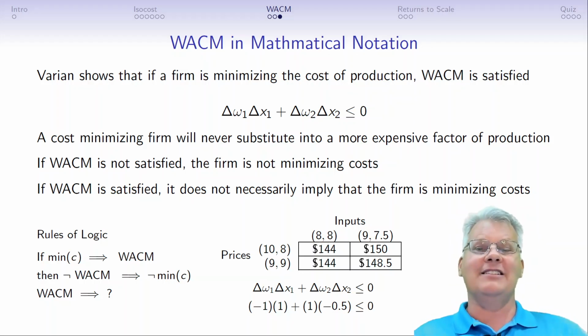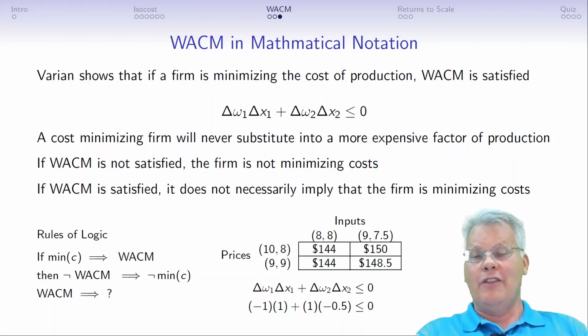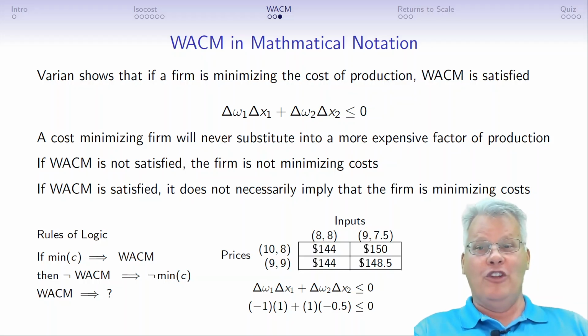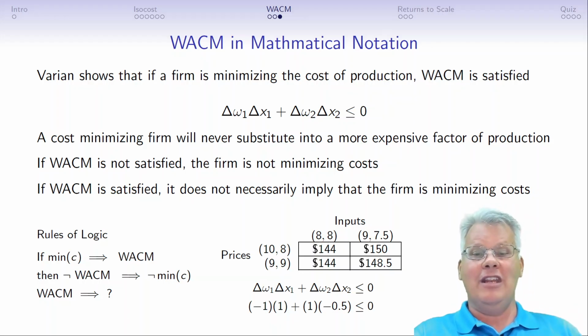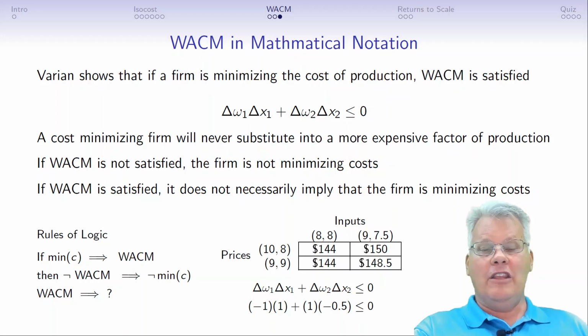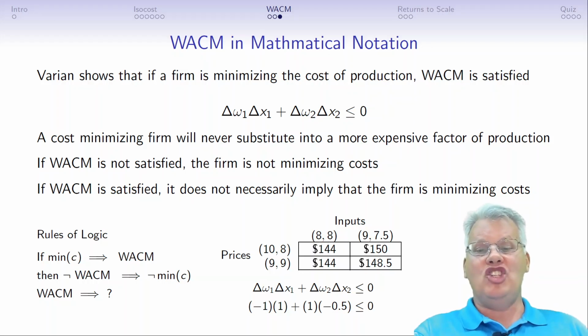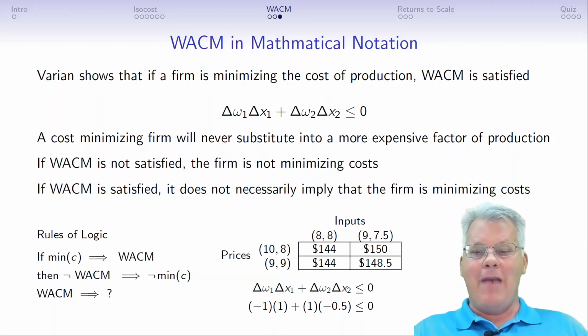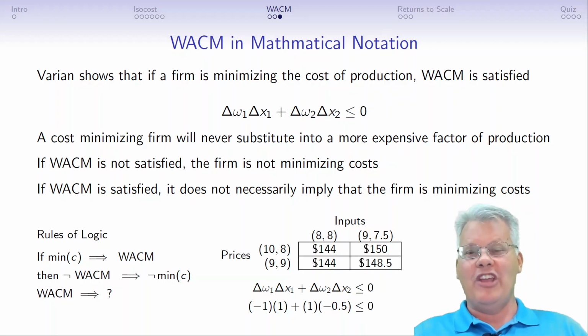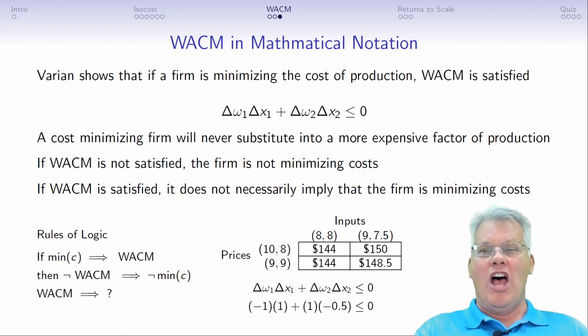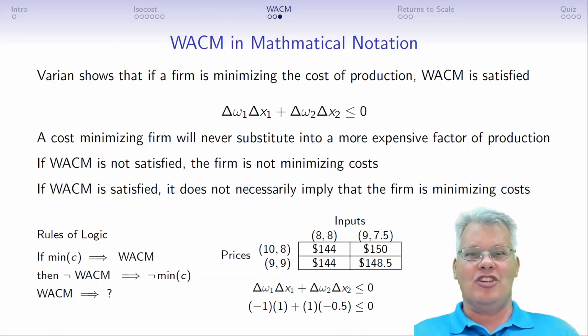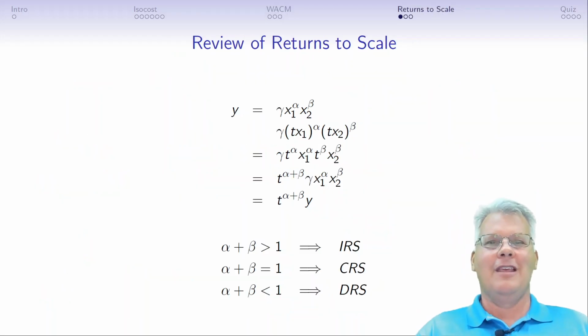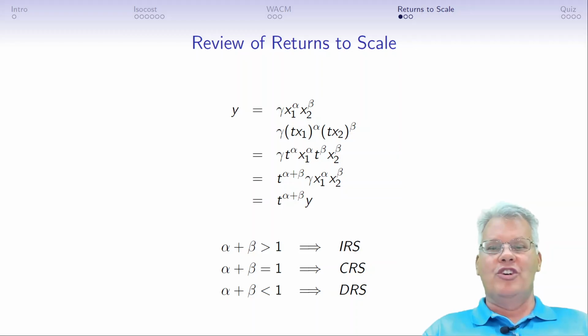However, if I price out bundle 1, looking at the first row, bundle 1 costs $144 at the time period 1 prices. Bundle 2 is more expensive, so in the first time period, the firm's behavior fulfilled WACM. But then in the second time period, it turns out that the first time period bundle is actually cheaper than the one that was used. So even though this behavior fulfills the mathematical definition of WACM with the deltas, you can show that WACM does not necessarily imply cost minimization. Okay, so be careful.